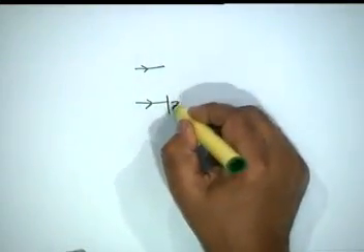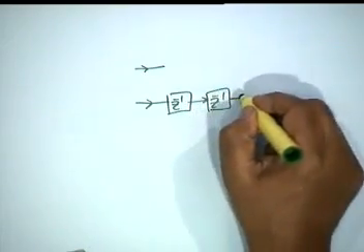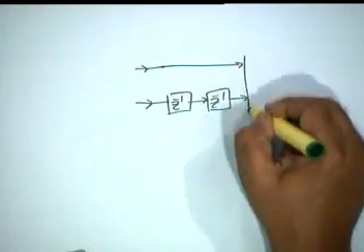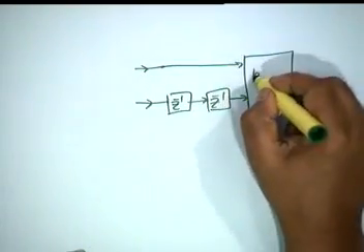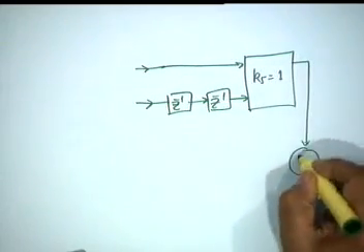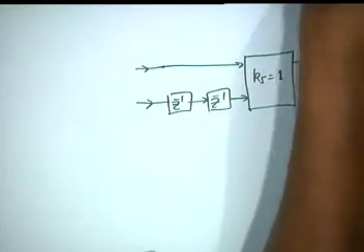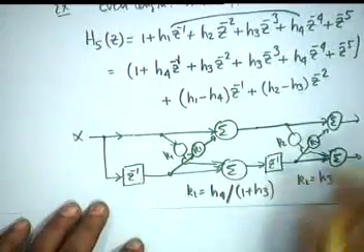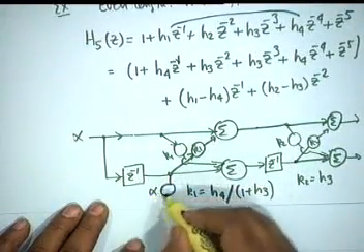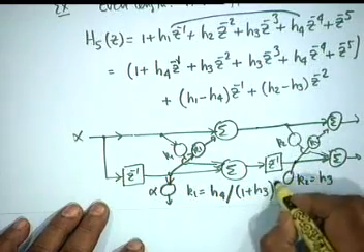I shall have two delays, Z inverse, and finally K5 equal to plus 1. K5 equal to 1, the output shall combine with taps from Z inverse, that is from here call this alpha, and from here call this beta.